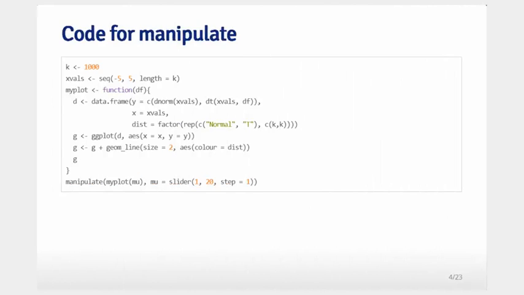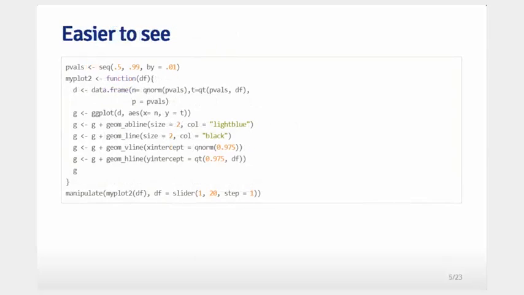So here I give the code for overlaying the two densities, the t and the normal distribution, where you can use the slider to change the degrees of freedom. It requires the use of the package manipulate by RStudio. You have to be working in RStudio to use manipulate. Here I show you how to do it where you just focus in on the quantiles. So again, try out this code for yourself.